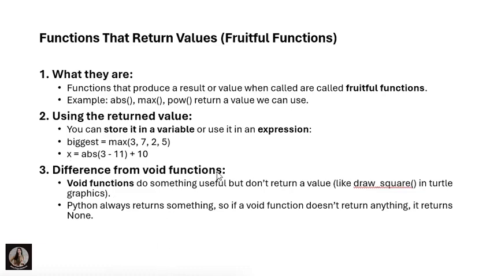It is different from a void function. Let us see. Void functions do something useful but do not return any value. For example, if I tell it to draw a square, it will just draw a square. It doesn't return any value. Python always returns something, so if a void function doesn't return anything, it returns None. But a fruitful function returns a value.